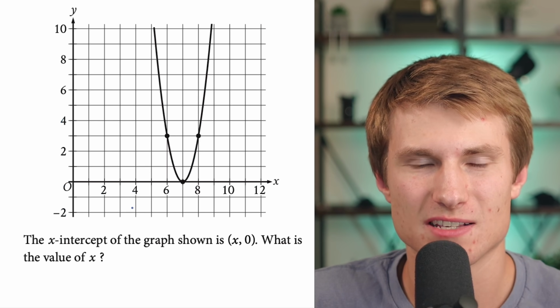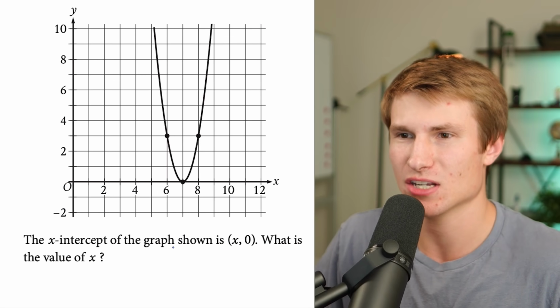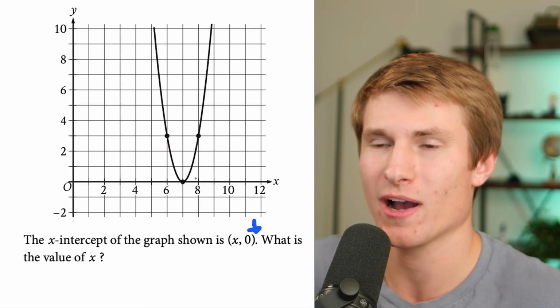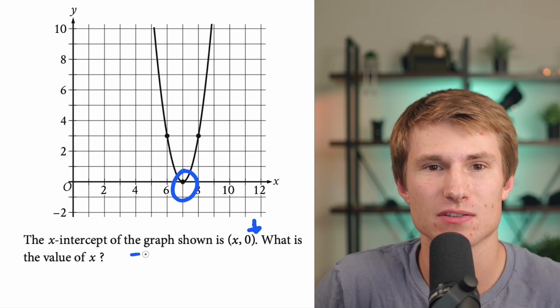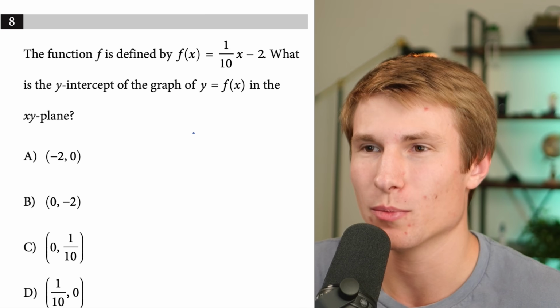Here's how to solve this SAT math question in under 30 seconds. The question states the x-intercept of the graph is x, 0. What is the value of x? In this case, since we're asked for the value of x and 0, we know that our y-coordinate is 0. At y being 0, we have our x value of 7, so the value of x is 7. Here's how to solve this SAT math question that deals with slope-intercept form.